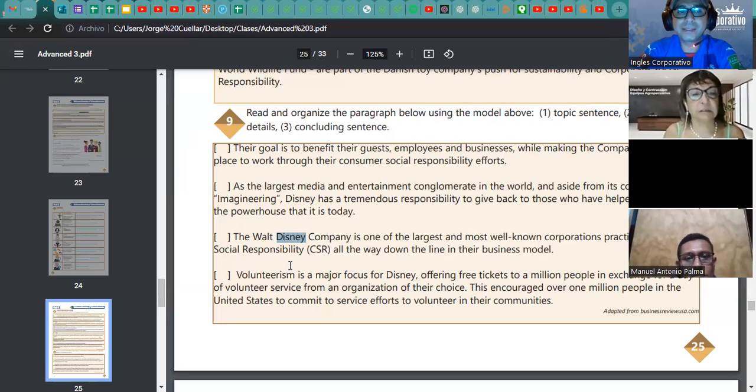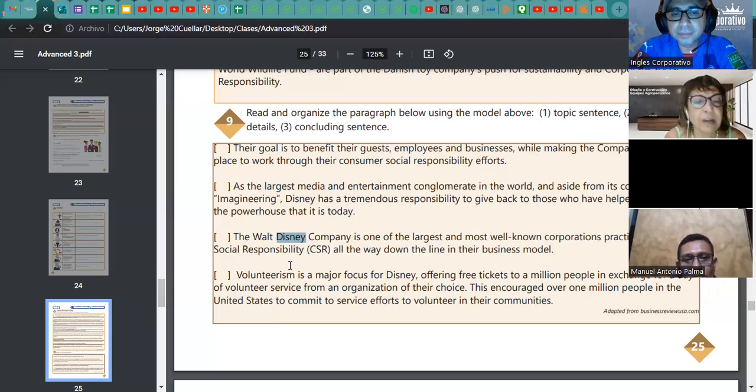Okay. So what is number two? As the largest media paragraph. Okay. The last one and the second one. Everybody agrees? Let's read it, okay? Let's analyze together. The second one says, as the largest media and entertainment conglomerate in the world, and aside from its constant imagineering, Disney has tremendous responsibility to give back to those who have helped it become the powerful company that it is today. Yeah, that is number two. And let's read the last one. Voluntarism is a major focus for Disney, offering free tickets for a million. Yeah, this is number two as well.